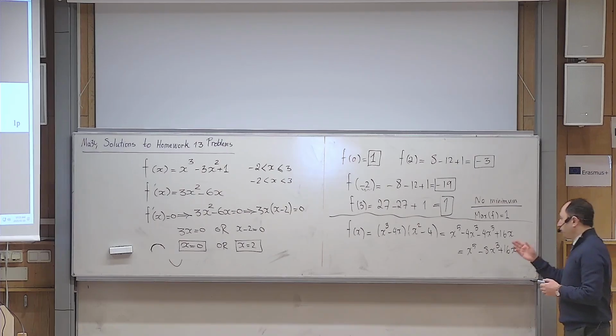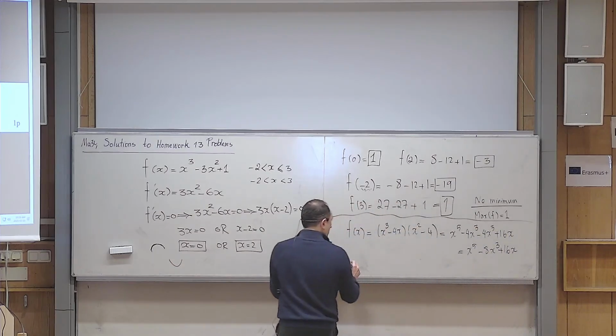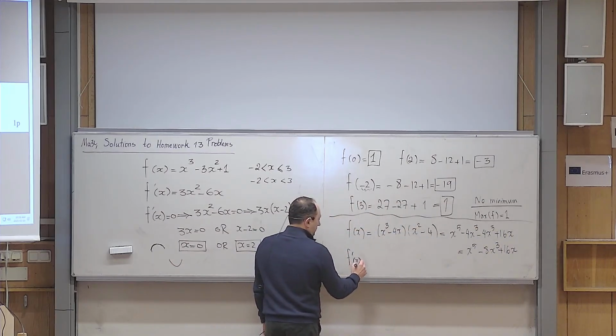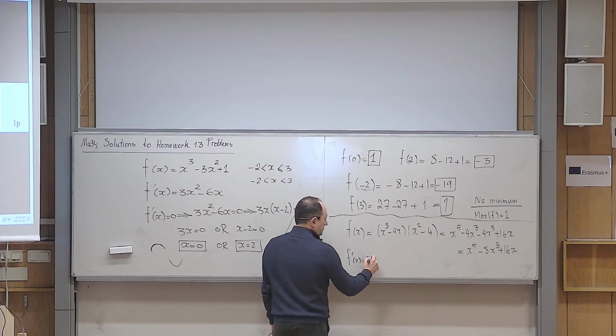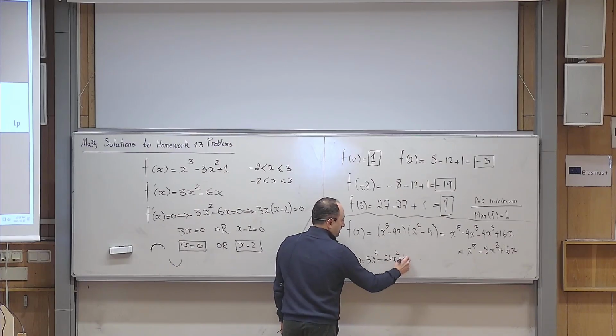Okay, everything is now prepared for differentiation, so I differentiate it once. f'(x) is equal to what? 5x^4 - 24x^2 + 16.